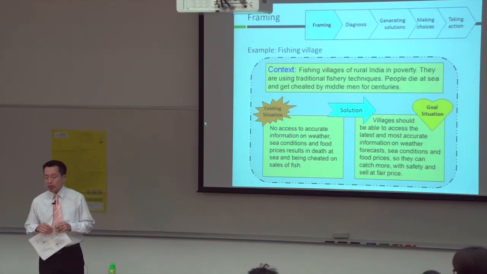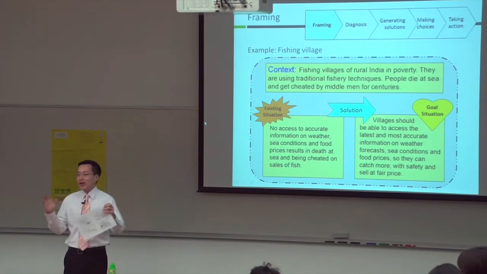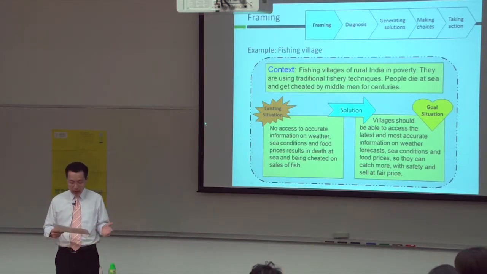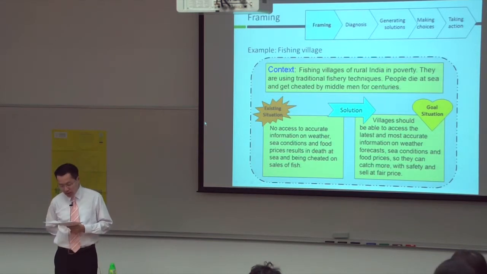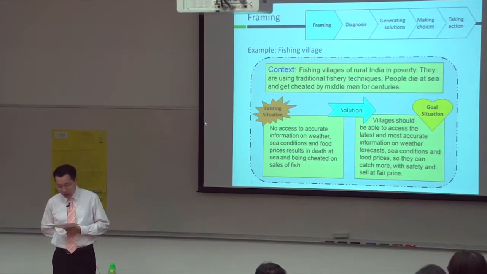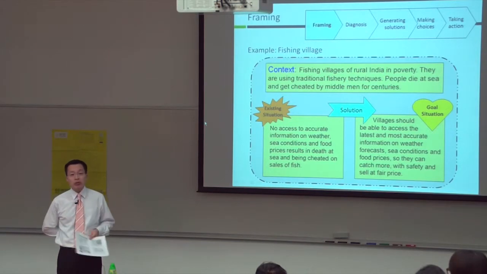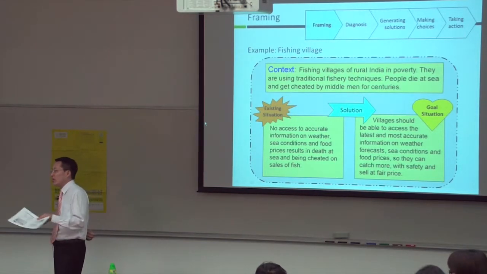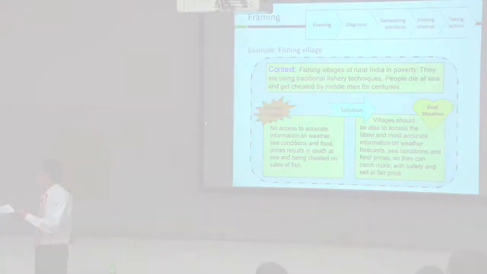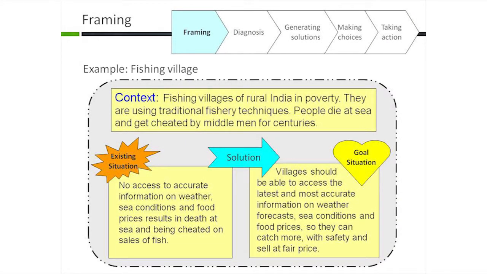It is a fishing village example that we use many times. It's simple because the context is a fishing village in rural India in poverty, and they are using traditional fishery techniques. People die at sea and get cheated by the middleman for centuries. This is the background, the history. This is just a story, a hypothetical case. So the background is India, a poor village, and they are fishing for their living.